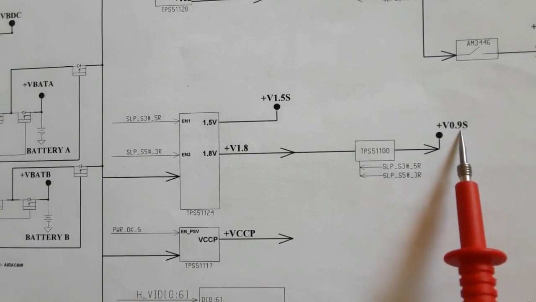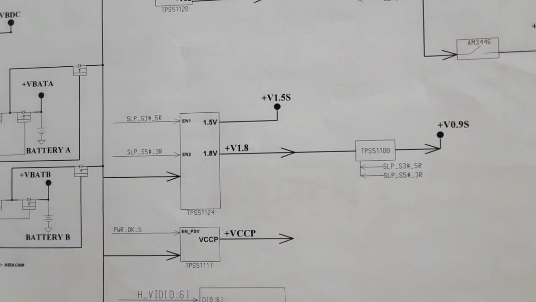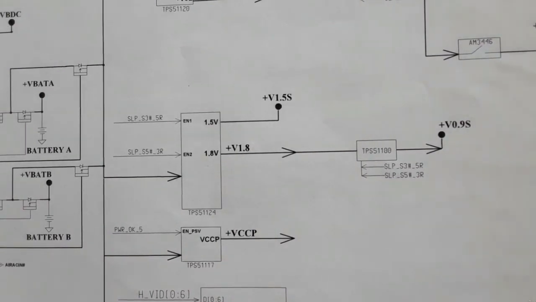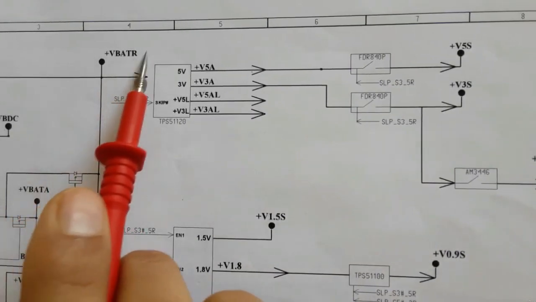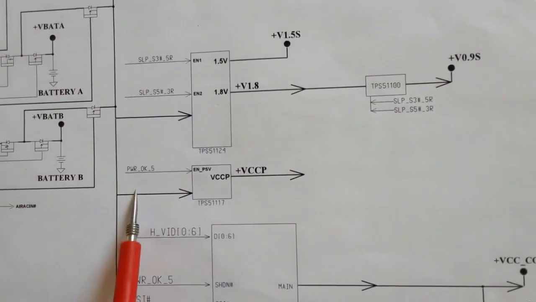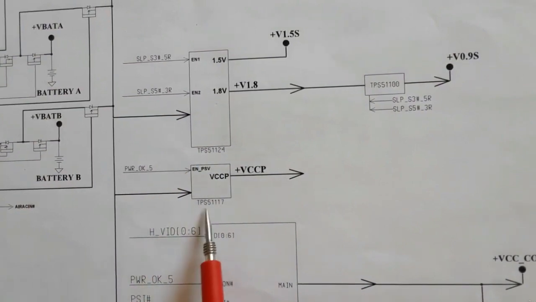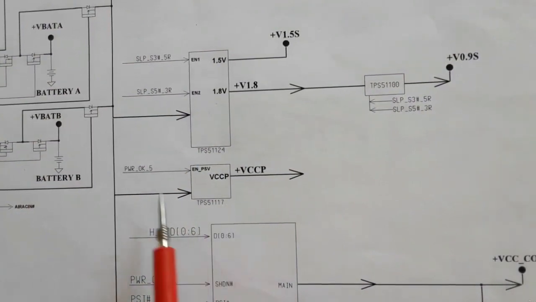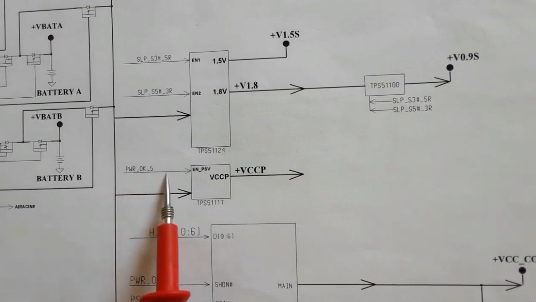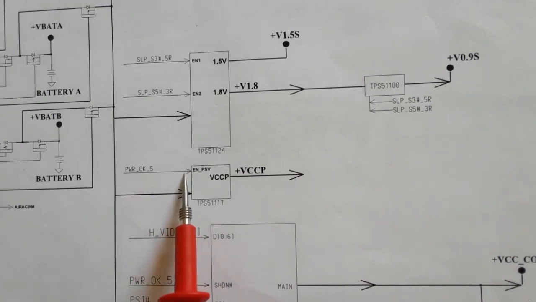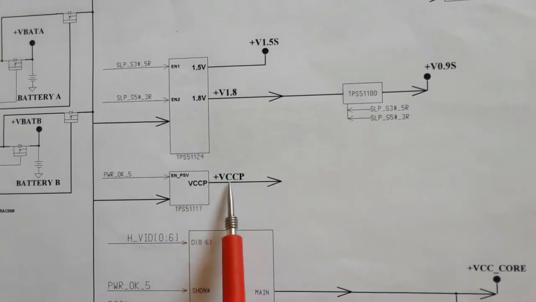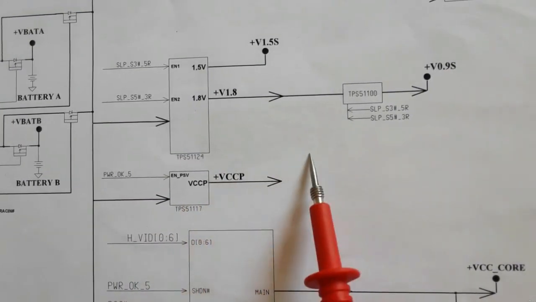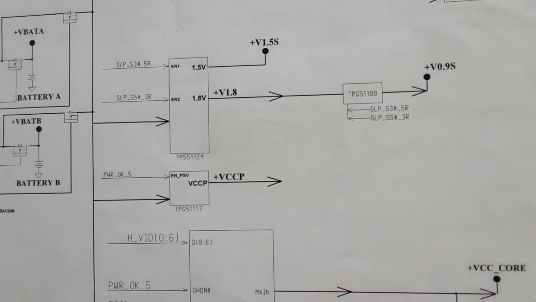The RAM has two kinds of power, 1.8 volt and 0.9 volt, of course, for DDR2 RAM. The VDD power, or the main power, and the 0.9 volt or VTT, which is half of the main power. The VBAT will also be applied to the next IC, as you can see, the TPS51117. This is the plus VCCP power management IC. Here also we have an enable signal, power OK. The enable signal with the plus VBAT will be applied to the IC, and the IC will give plus VCCP to all chips, including the processor.